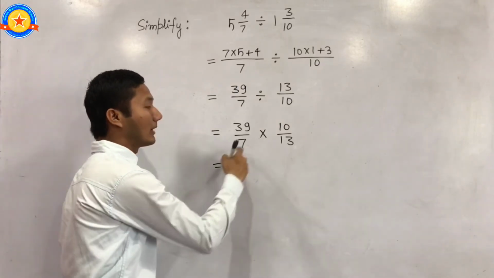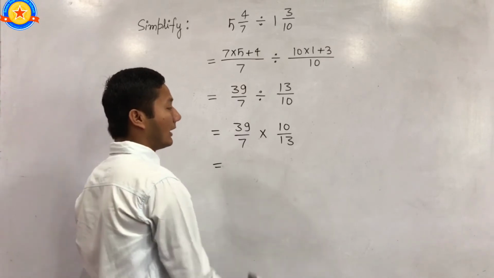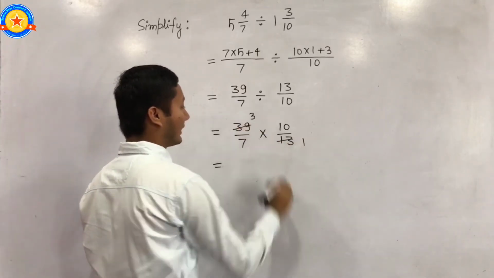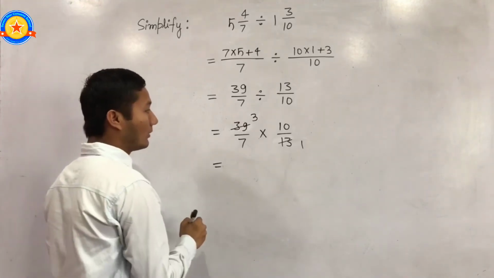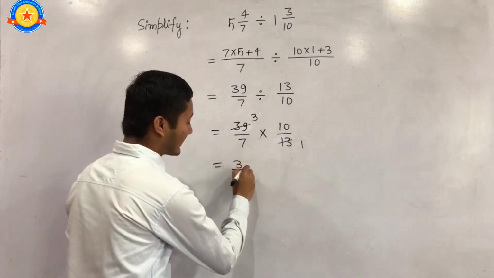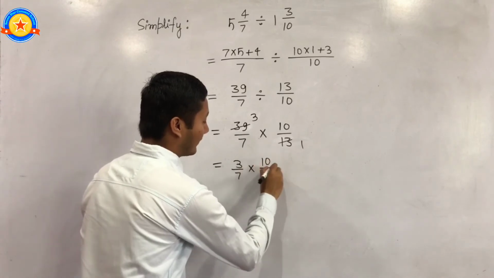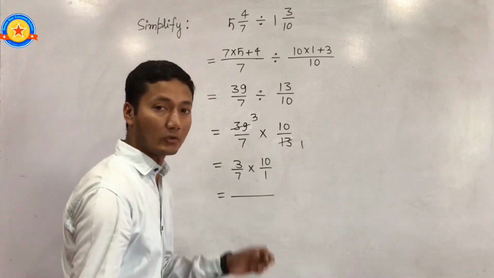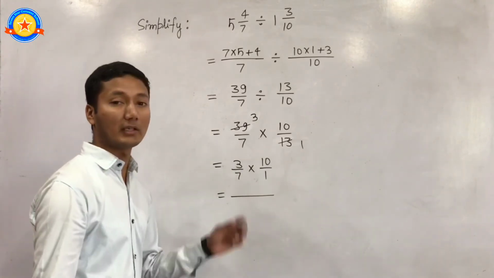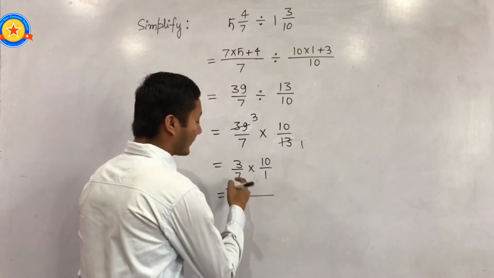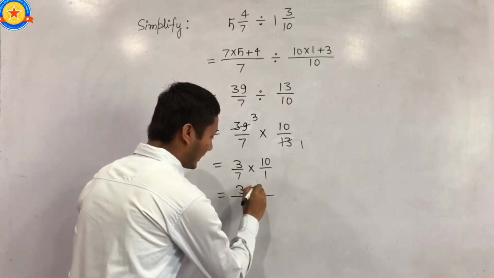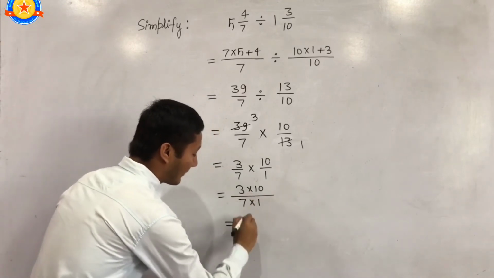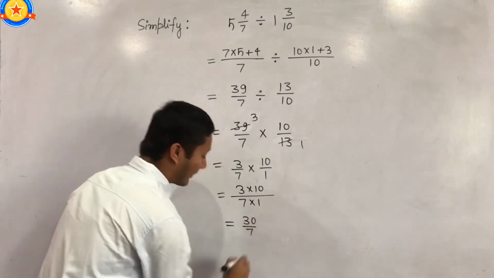Now how do we solve the multiplication of fractions? It is very simple. 13 ones are 13, 13 threes are 39. Okay. Now we have 3 by 7 multiply 10 by 1. From here we multiply the numerator into numerator and the denominator with the denominator. Okay. It becomes 3 into 10 by 7 into 1. Now finally it becomes 30 by 7.